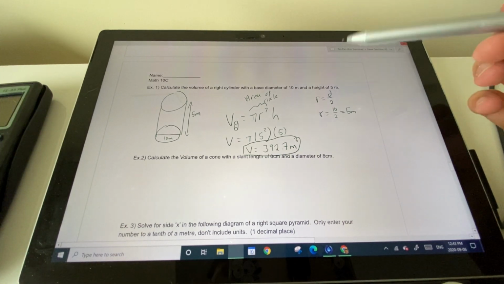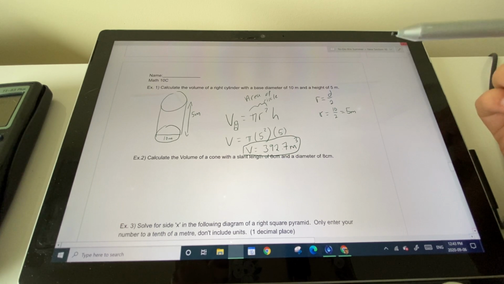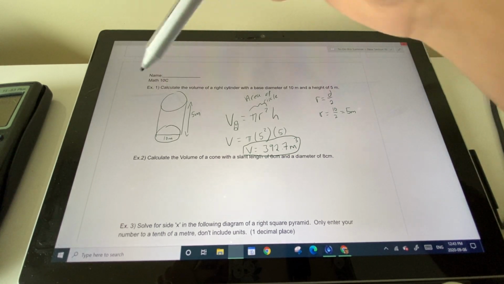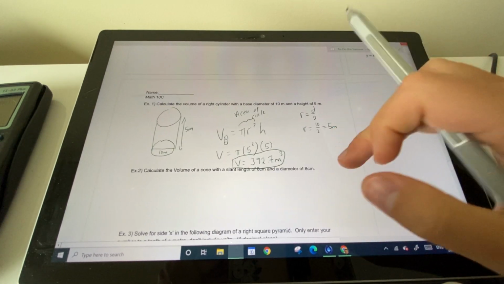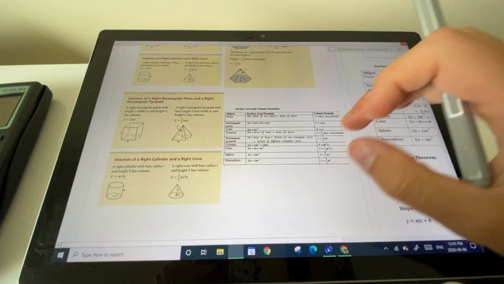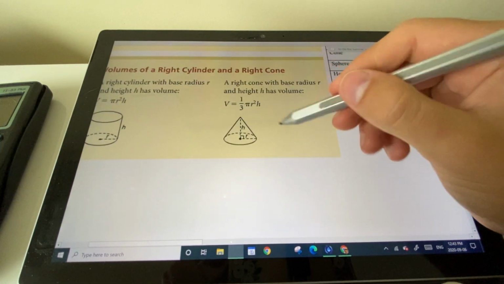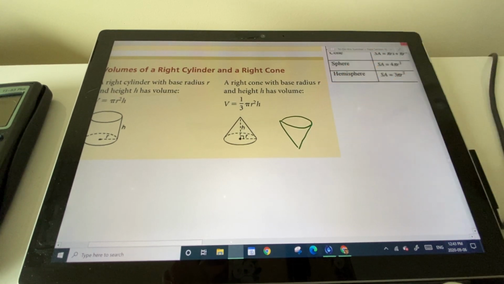So finding prisms can be fairly simple if you know how to find the area of the base. Remember, a prism is where the shape is the same at the top and the bottom. Now you also need to know how to deal with cones. A cone, you can think of an ice cream cone. We also sometimes represent it as an inverted cone like this.